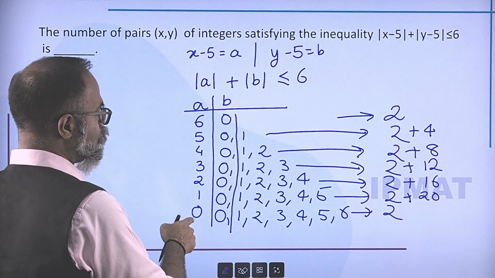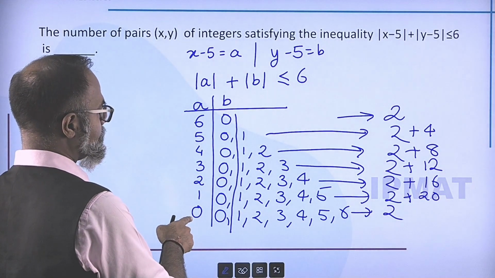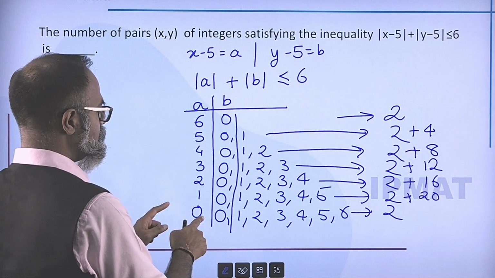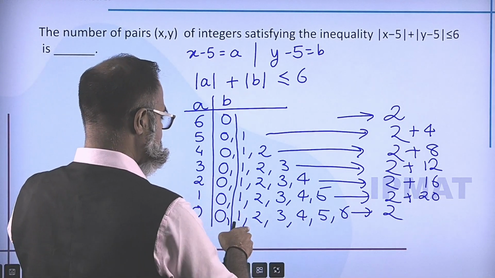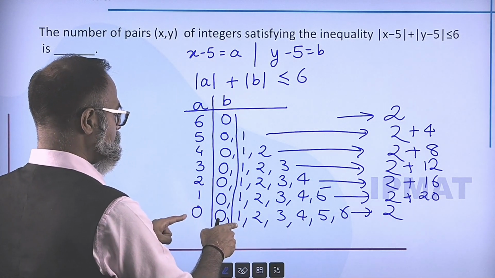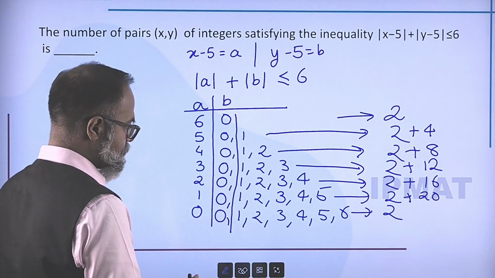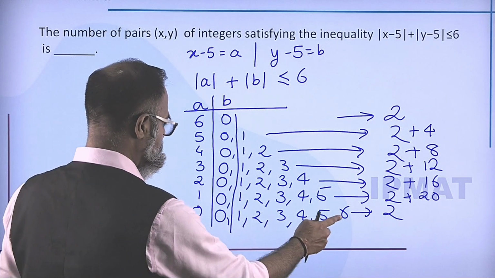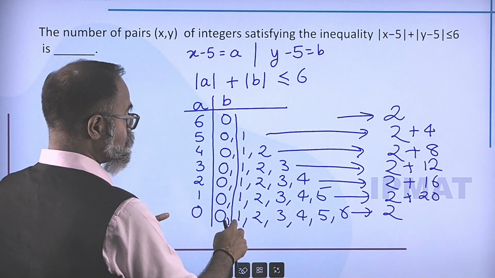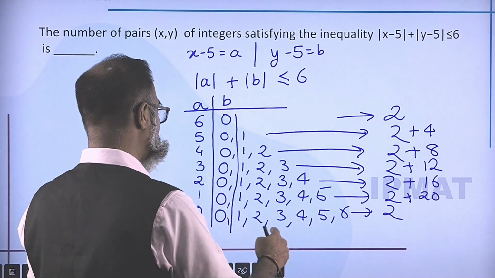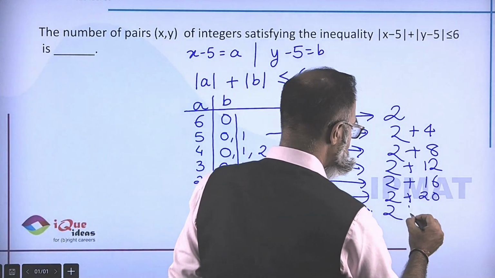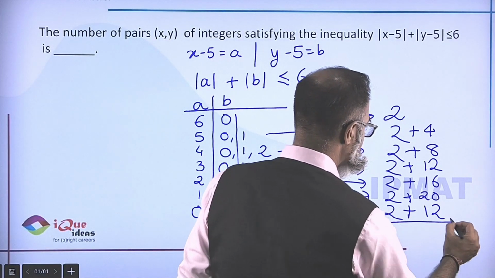But with 0, this is a single number, right? 0 cannot be plus or minus. So single number with 6 possible numbers. So that gives me total 6 pairs. 1, 2, 3, 4, 5, 6, that is 12. So 1 into 12. So this is additionally 12 possible numbers.